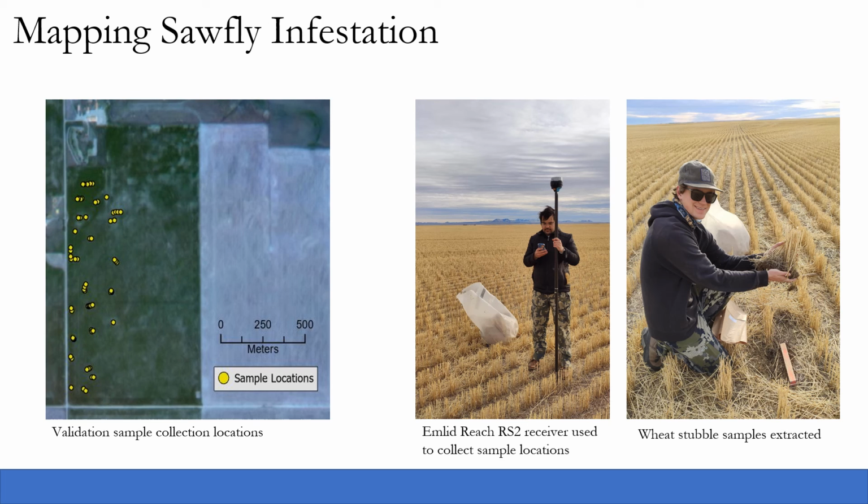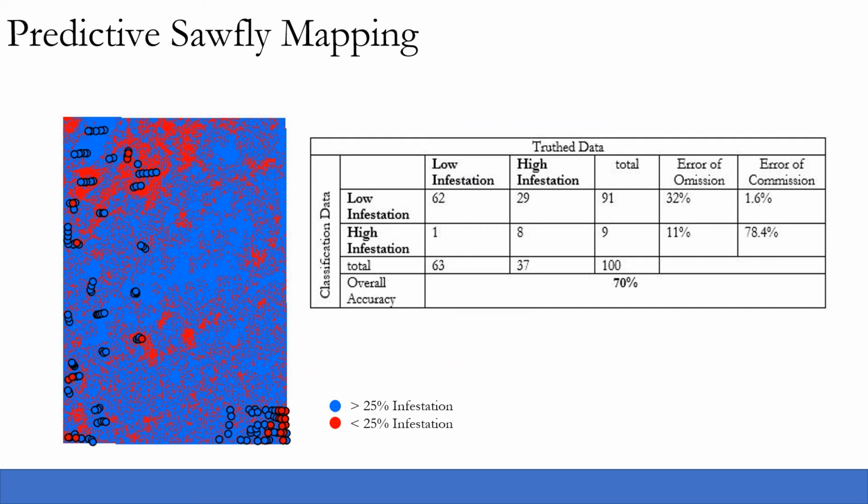So we went back and collected 100 more samples for validation. As you can see at this point, there was only stubble remaining, but because sawflies overwinter in the very bottom of the stem near the soil surface, we were still able to detect significant infestations. Dissecting these samples is also much more time efficient. So we validated the existing model using these samples and found that the model held up for the most part.